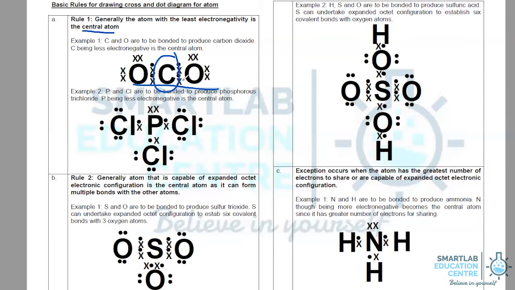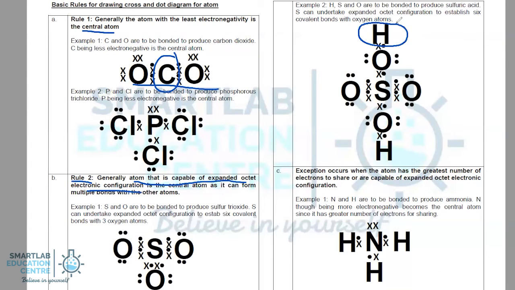In rule number 2, an atom that's capable of expanded octet electronic configuration also tends to be the central atom, so that it can share with more bonding atoms, as it is able to accommodate beyond 8 electrons. Finally, if you have any molecule that involves hydrogen, hydrogen, despite its low electronegativity, cannot be the central atom because it can only share with one atom. So in the example of NH3, you will find that hydrogen, though it is the least electronegative atom, is not the central atom, while nitrogen, being the more electronegative atom, becomes the central atom.